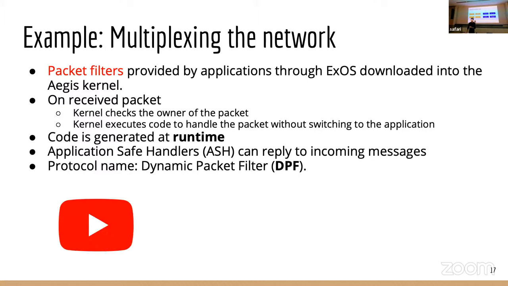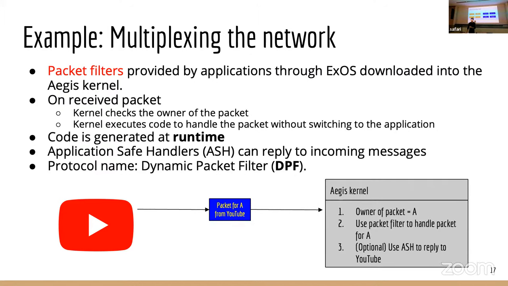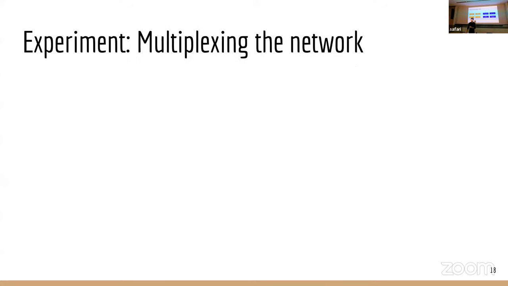For a small example, imagine we have a packet for process A from YouTube. IGES will check the owner of the packet, will equate it to A, then it will use the packet filter to handle the packet however process A wants. And then optionally, it will also use this application safe handler to reply to YouTube. So we have this reply packet as well. And as you can imagine, this is really fast.